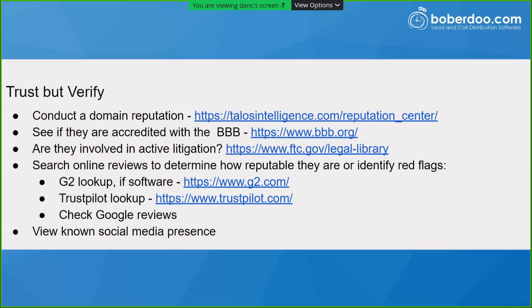I think a neat one, or an important one, is this FTC legal library, and you can use that to determine if there are any active lawsuits or litigation pending. I poked into this library. I didn't find anything for Boberdoo, which was good. But I knew that Tesla was probably the object of much litigation. So I punched in Tesla, and sure enough, it showed me the active cases that they're going through in terms of legal issues. So why might that be important?